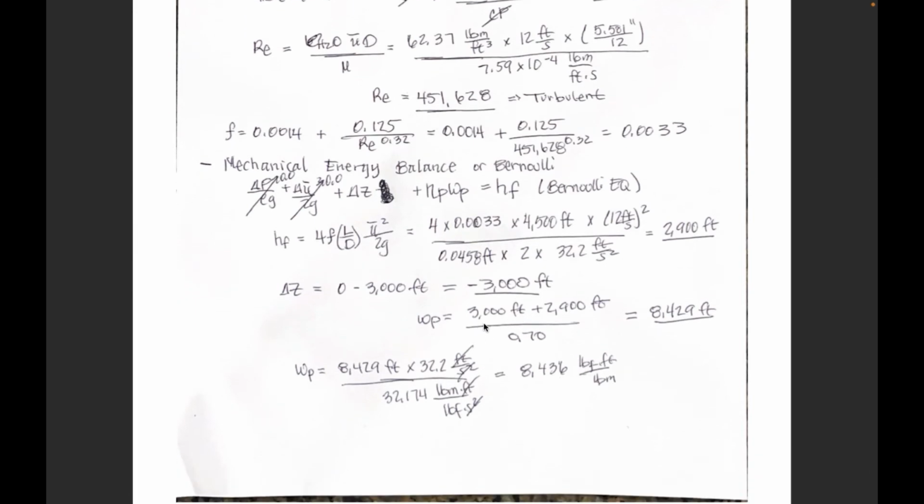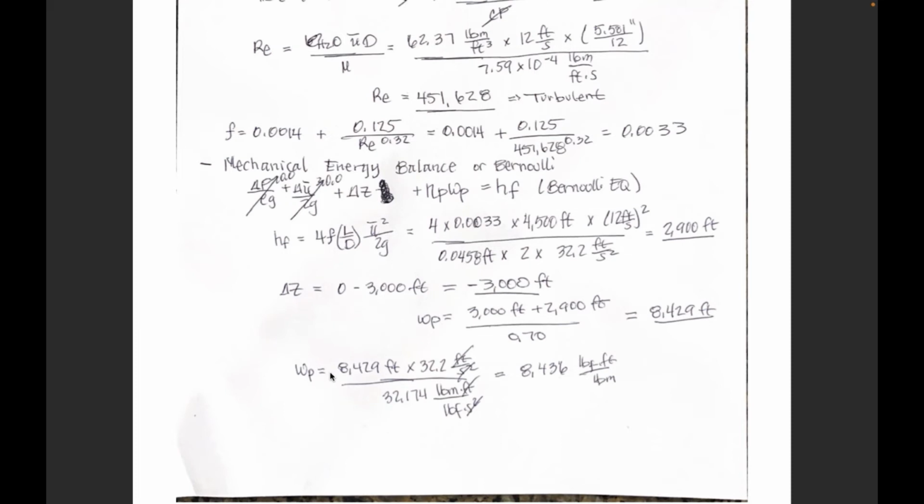So now we can calculate the work of the pump by using the Bernoulli equation: 3,000 feet plus 2,900 feet, divided by 0.7, is 8,429 feet. Now, in order to calculate power, it would have been easy if we used the energy form of the Bernoulli equation or the mechanical energy balance, whatever.